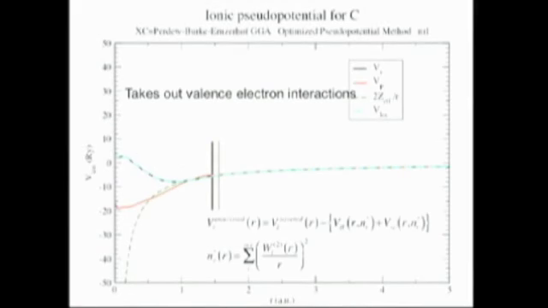And then we have to unscreen the pseudopotential, taking out basically the valence electron interactions, and this is the final thing that we'll use in the actual calculation. You notice that we ended up with some little wiggles down here, which you generally don't want. So this is the kind of thing that, it's really an art form making good pseudopotentials.